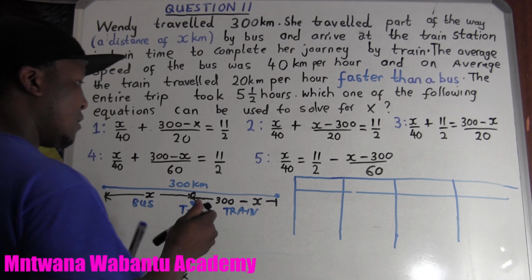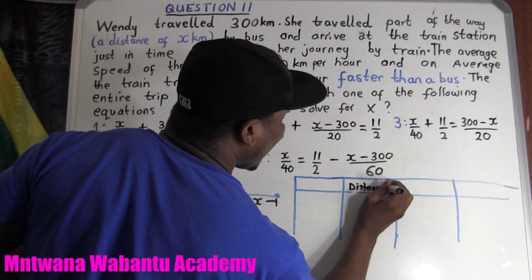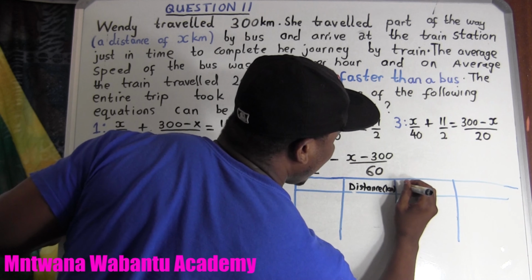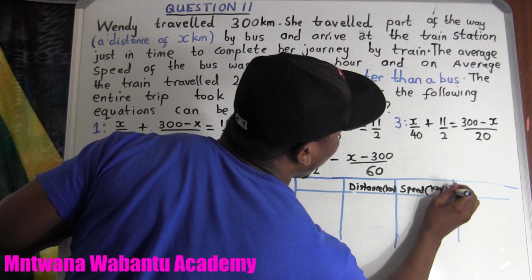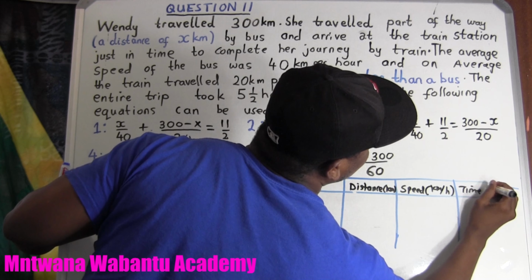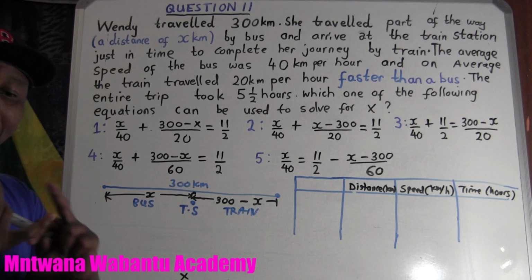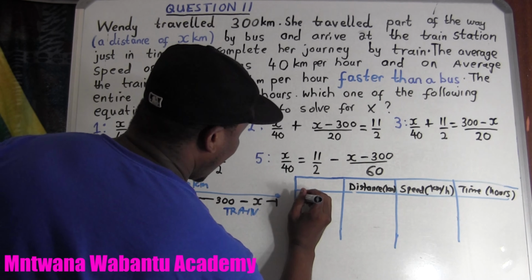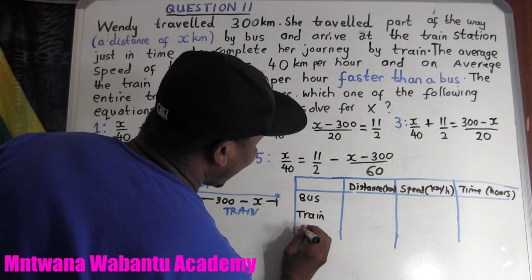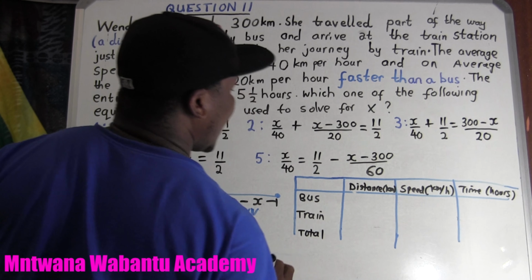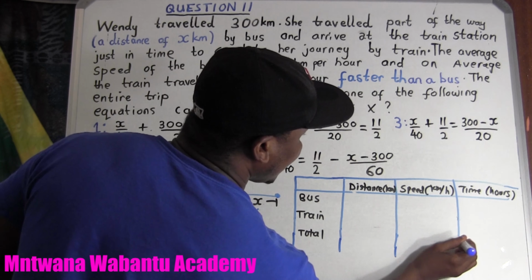And then here, I'm going to start by saying this is the distance, the distance in kilometers for this case. And here is going to be speed, but the speed is kilometers per hour. And here is going to be time. Time is going to be hours always. Okay, so we got two things here, a bus and a train. So I'm going to say bus, and the second one is train. And here say total. Okay, now let's fill in the information. Let's plug in all the information and finish this question.